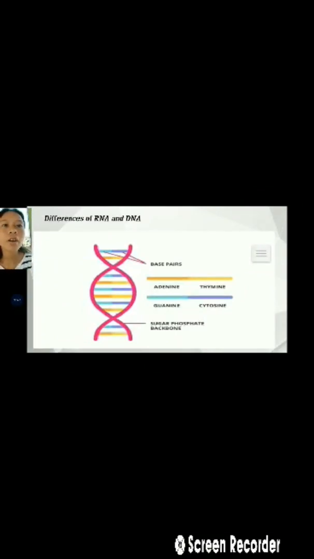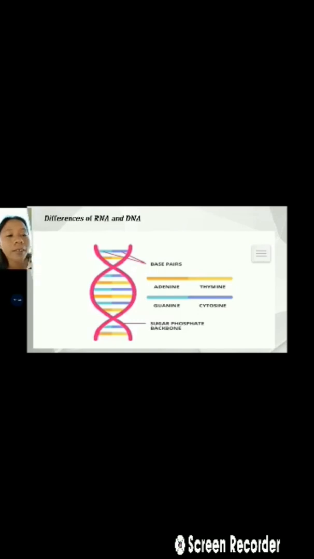Differences of RNA and DNA. There are two differences that distinguish DNA from RNA. RNA contains the sugar ribose, while DNA contains the slightly different sugar deoxyribose, a type of ribose that lacks one oxygen atom. And RNA has the nucleobase uracil, while DNA contains thymine.